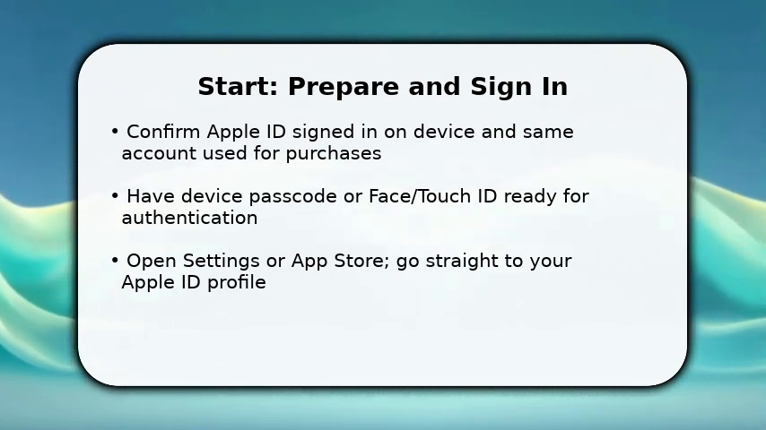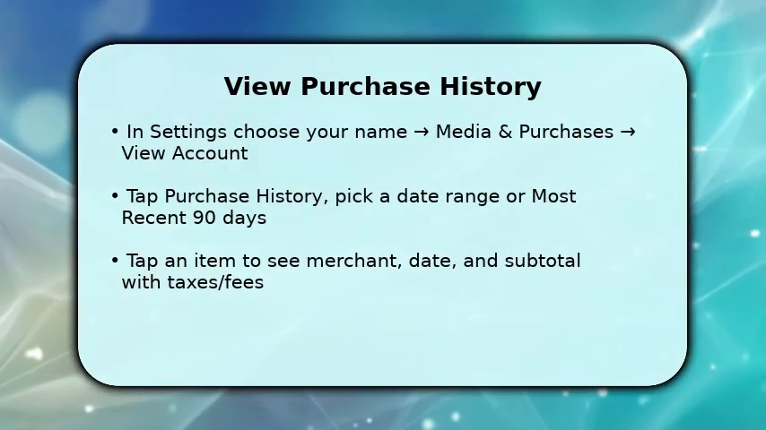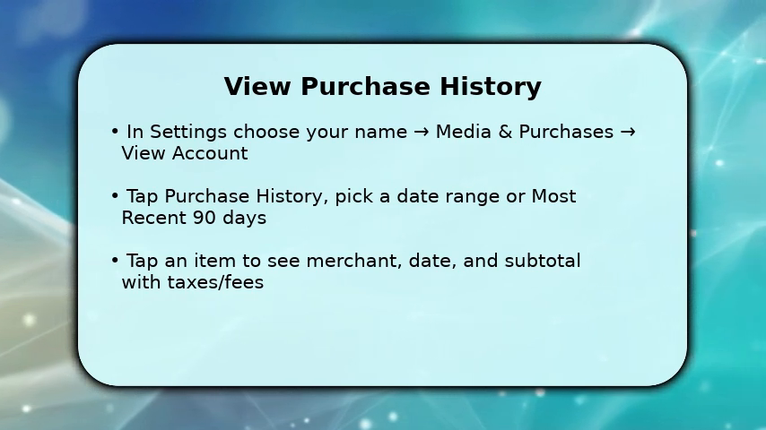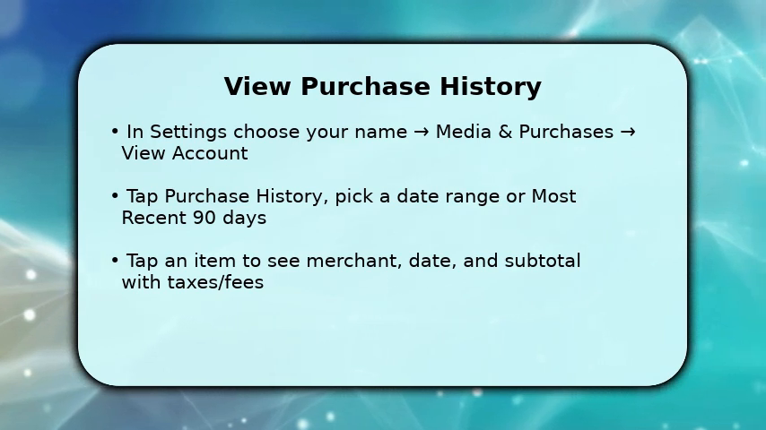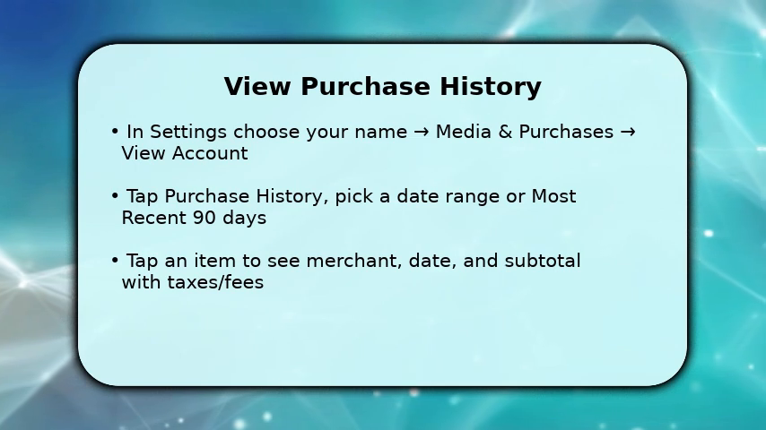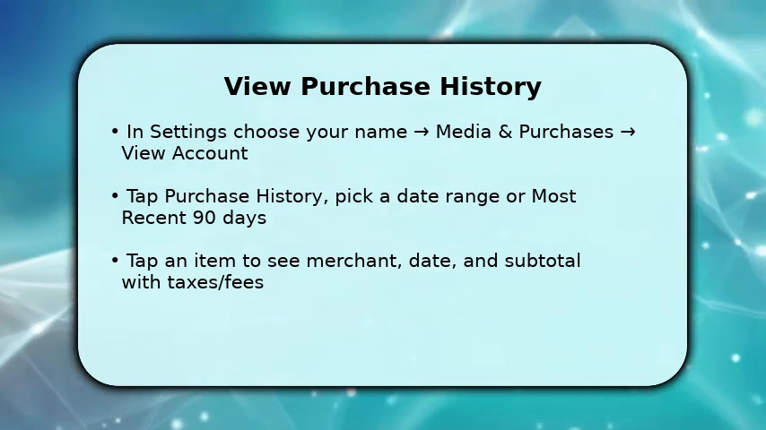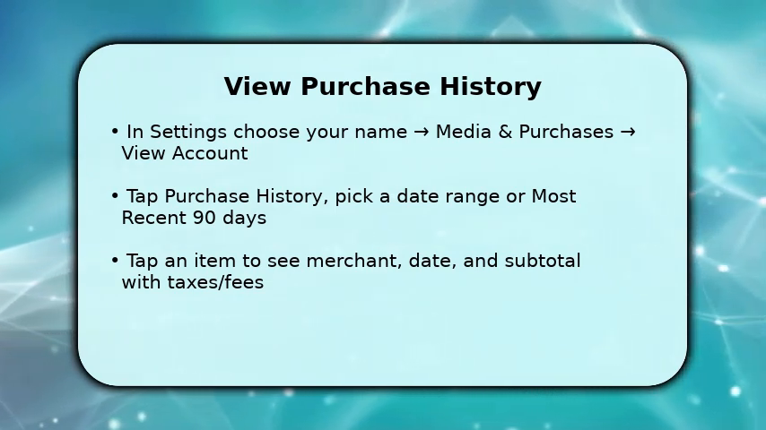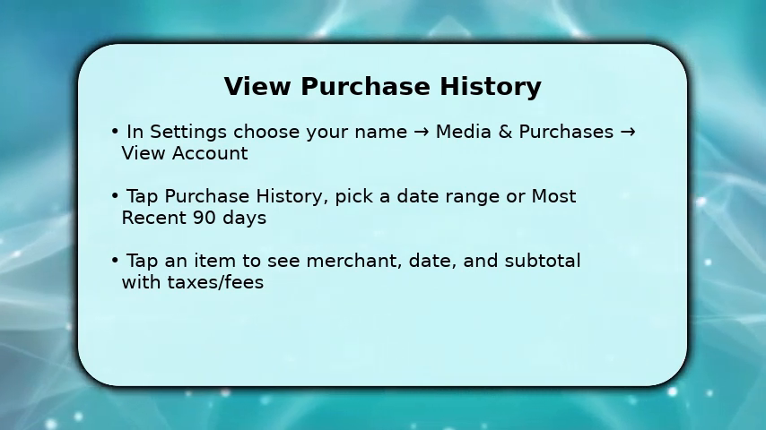You navigate to Media and Purchases and select View Account to reveal purchase history. This is where Apple lists charges and refunds. Once inside, pick a date range or use most recent 90 days for recent activity. You can also expand older months. Tap any line item to see merchant details, exact date, order ID, and the subtotal plus taxes or fees. If a subscription charge appears, follow the link to Subscription Settings to confirm renewal details and billing period.